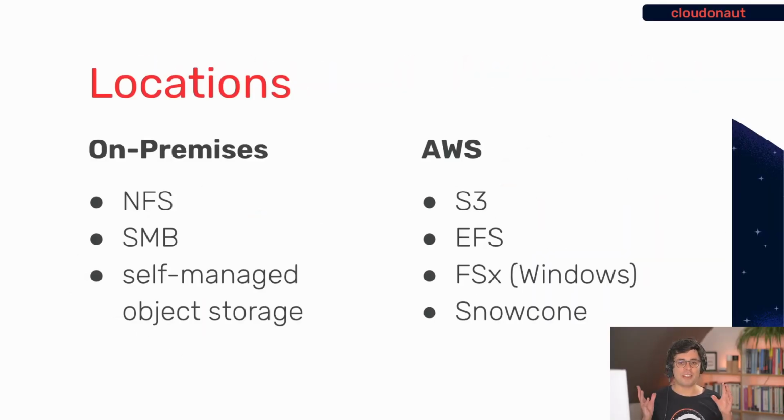Let's talk about the functionality of DataSync a little bit more. First, locations. A location can be a source or a destination for a DataSync task, and supported are on the on-premises side, SMB, NFS, and self-managed object store. And on AWS side, we have S3, EFS, which we already saw in the demo, and then there is FSx for Windows file systems and Snowcone.